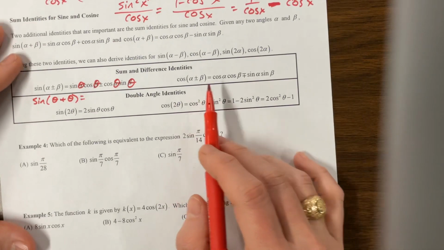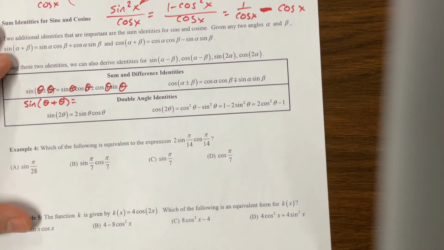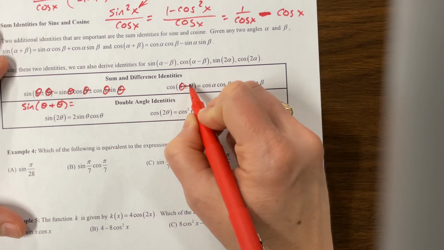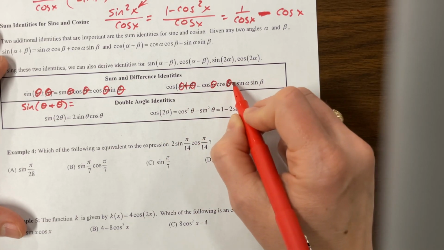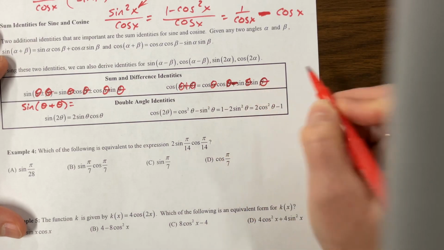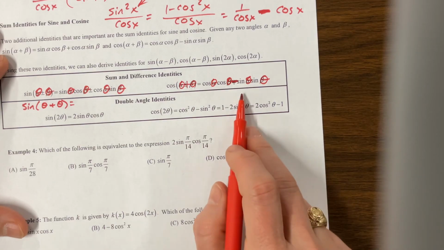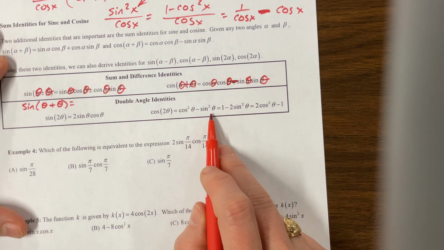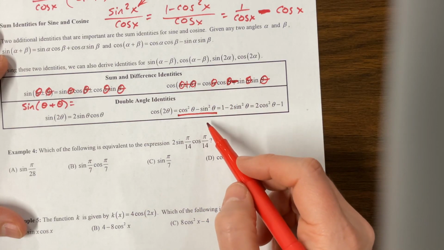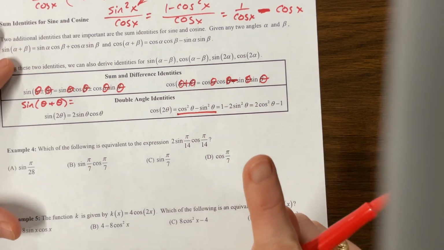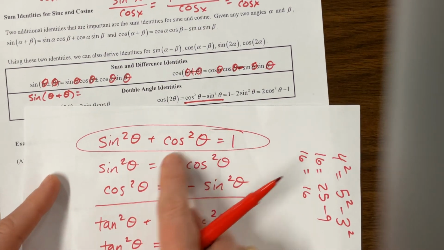The other one, this was theta and theta. If I come over here and say cosine of theta plus theta, then it's cosine theta cosine theta minus sine theta sine theta. So cosine theta times cosine theta is cosine squared theta. Sine theta times sine theta is sine squared theta. And I have this right here straight from the sum and difference identity. Then I can use the big daddy and substitute out.